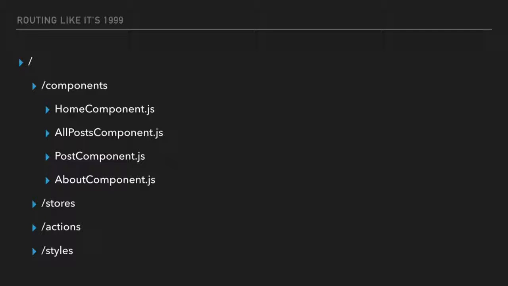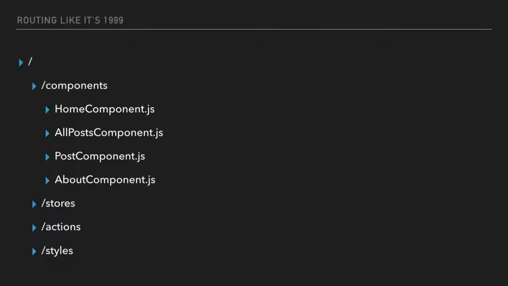Unfortunately, I can't demo the app that I built back then because it's closed source, but we'll use another example app, which is a blog, for the purpose of this talk. Last year, I had an application structure that might look something like this. I have my root directory, /. Inside that directory, I have another directory called components, another called stores, another called actions, another called styles. And inside my components directory, let's say I have a home component, a component for all of the different posts of my blog, a component for a single post of my blog, and a component telling you about the blog itself.